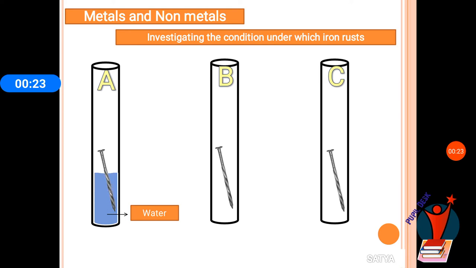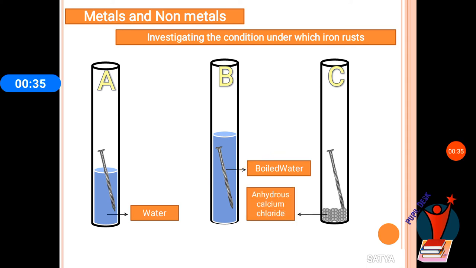Fill normal water in test tube A. Fill boiled distilled water in test tube B. Boiling removes dissolved air from this water. Take some amount of anhydrous calcium chloride in test tube C. Anhydrous calcium chloride absorbs the moisture from the air.